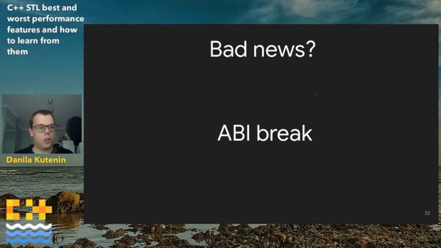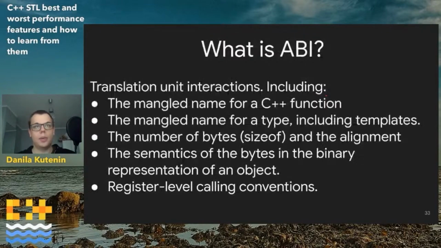Why can't we change? That's one of the biggest questions. People just complain. We need to understand why we can't change things. Partially because it's an ABI break. So what's an ABI, briefly? ABI is basically the interaction between translation units. If you have a function that is mangled into some name, you need other translation units to understand this mangled name. So you need to somehow call this function in the binary.